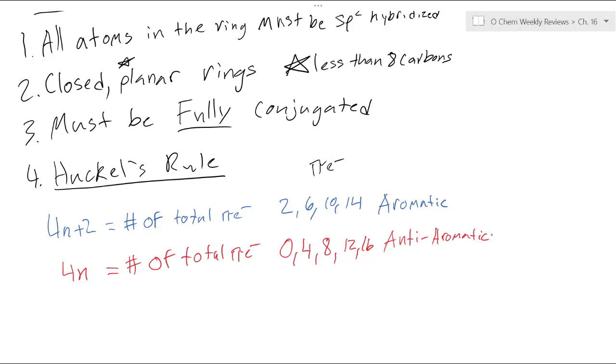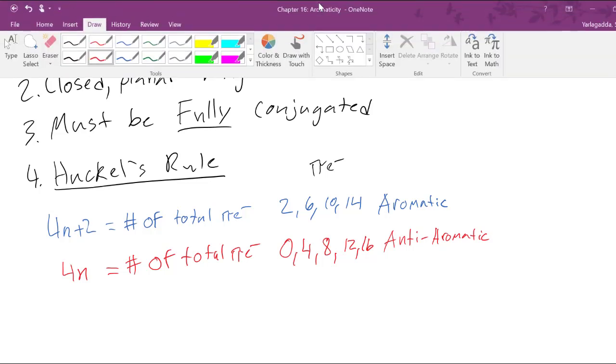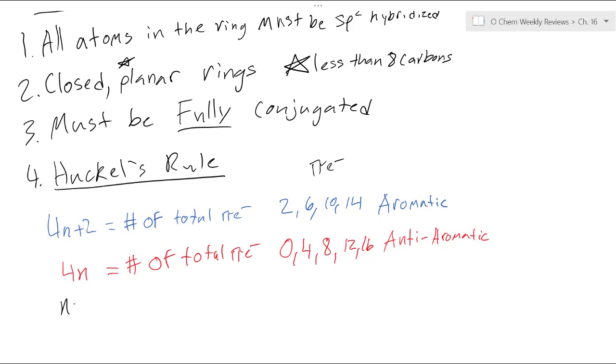Now, n equals an arbitrary number. So n could be any number that needs to be fit into our total pi electrons that will give us the right number, and we want a whole number. Once we start counting pi electrons, it'll start to make sense how to apply these equations.